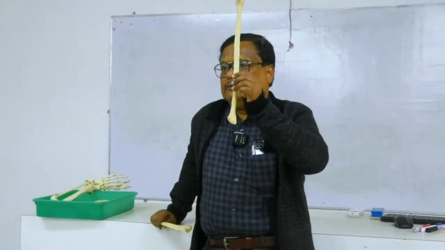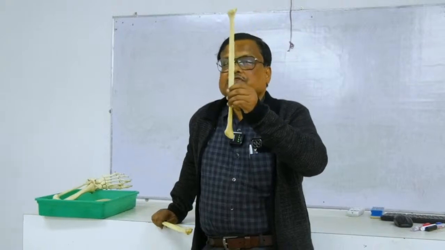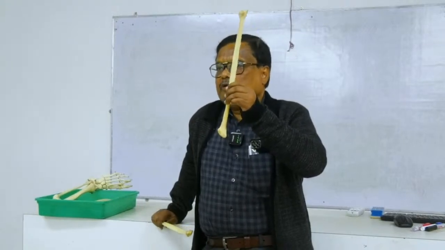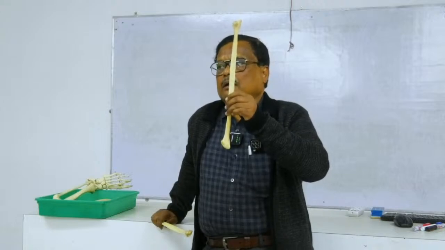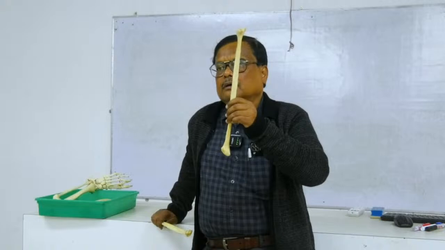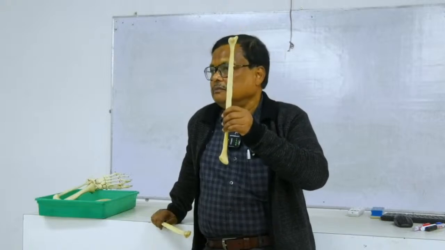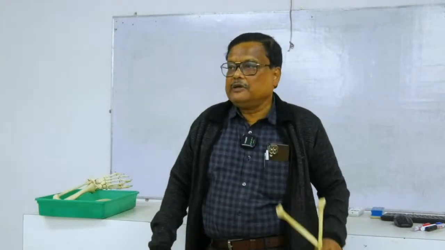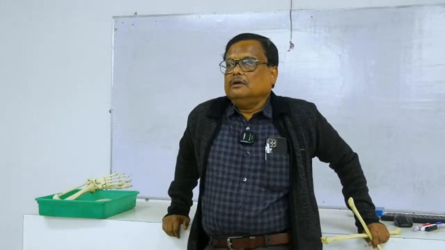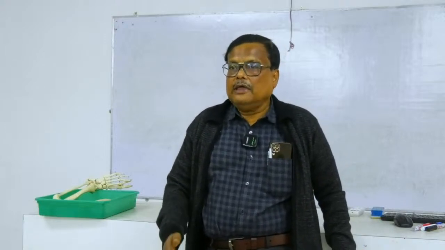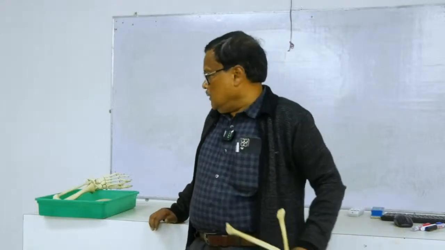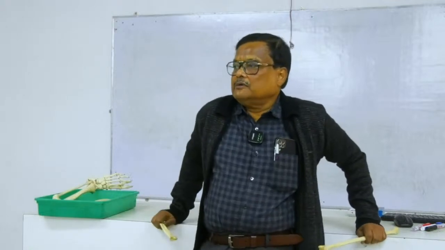This bone is the fibula, a very slender bone. The most important thing is that it does not transmit weight. Our body weight is transmitted to the earth. You know, the heavy body weight is transmitted to the femur, then to the tibia, then to the foot, ultimately reaching the earth. But the fibula doesn't transmit weight.